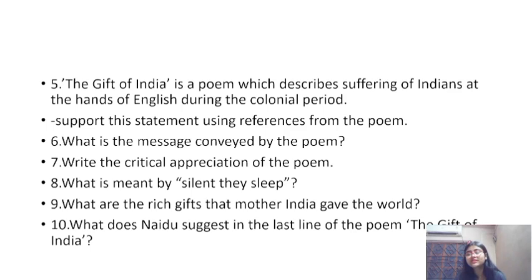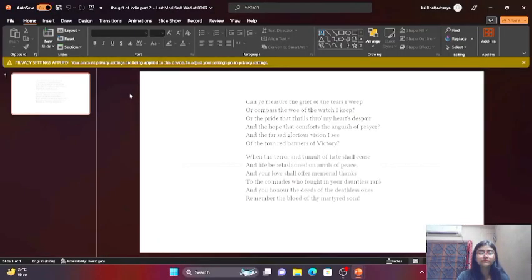What does Naidu suggest in the last line of the poem, The Gift of India? Okay, now let us go to the last line of the poem. "Remember the blood of thy martyred sons." So the last line of the poem is, remember the blood of thy martyred sons. So here that is nothing but an earnest request from Mother India to the entire world, to the nations of the world, that they should remember the very drops of blood which came from her martyred sons.